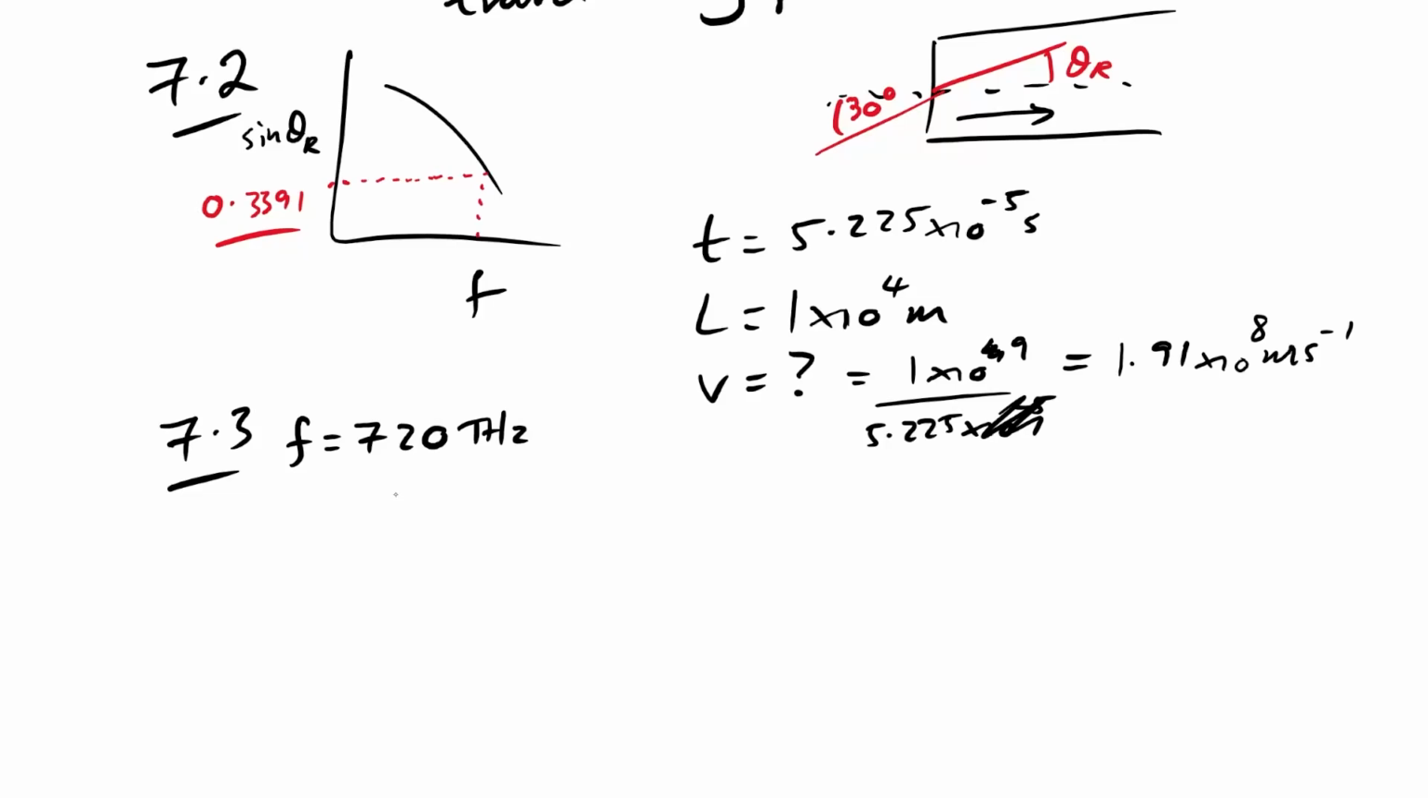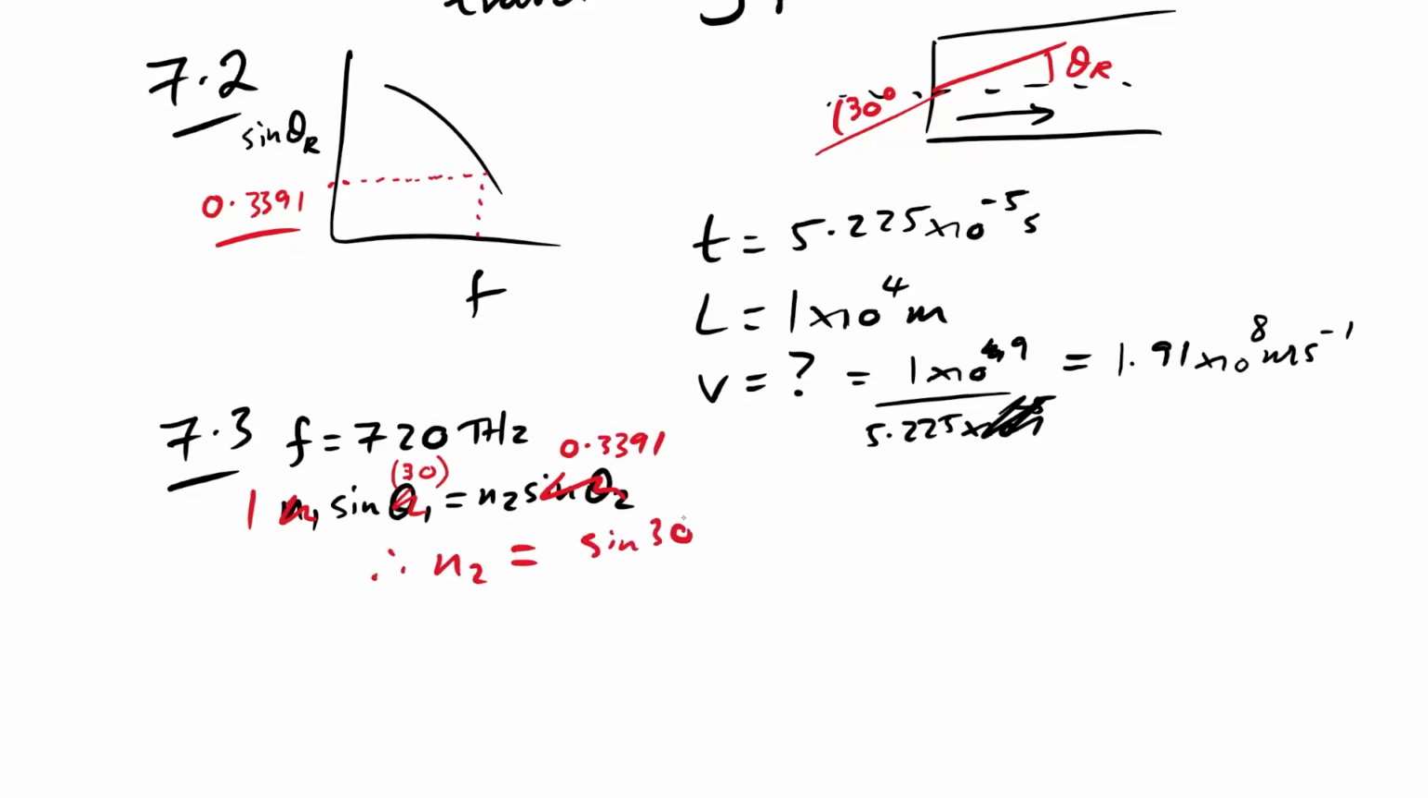Okay, so we need to find the refractive index of the material. I always say start off with Snell's law. I think it's always worth it, just to avoid any mishaps. We don't even need to find the angle because we already have the sine of the angle. N1 is 1, theta 1 is 30, and sine theta 2 we said is 0.3391. Therefore, our refractive index is going to be sine 30 divided by sine of the angle of refraction.